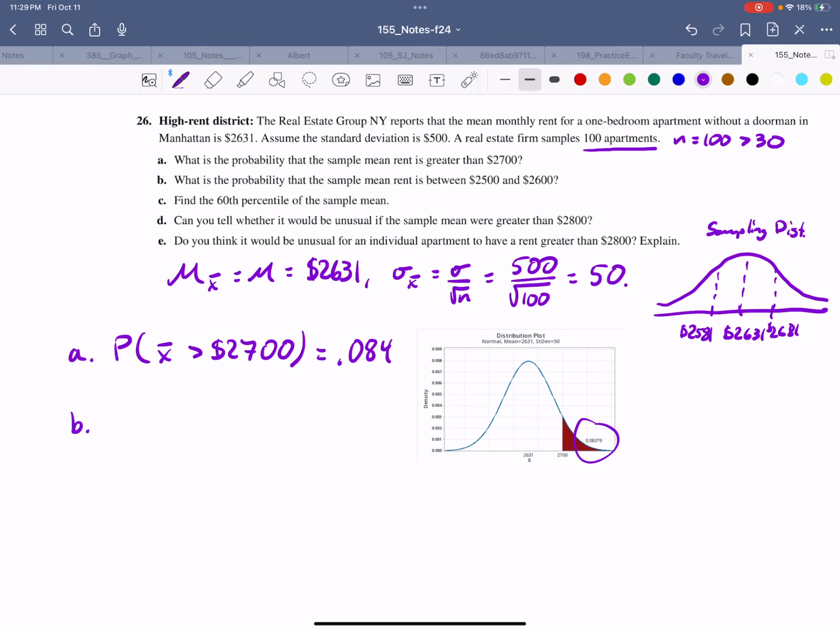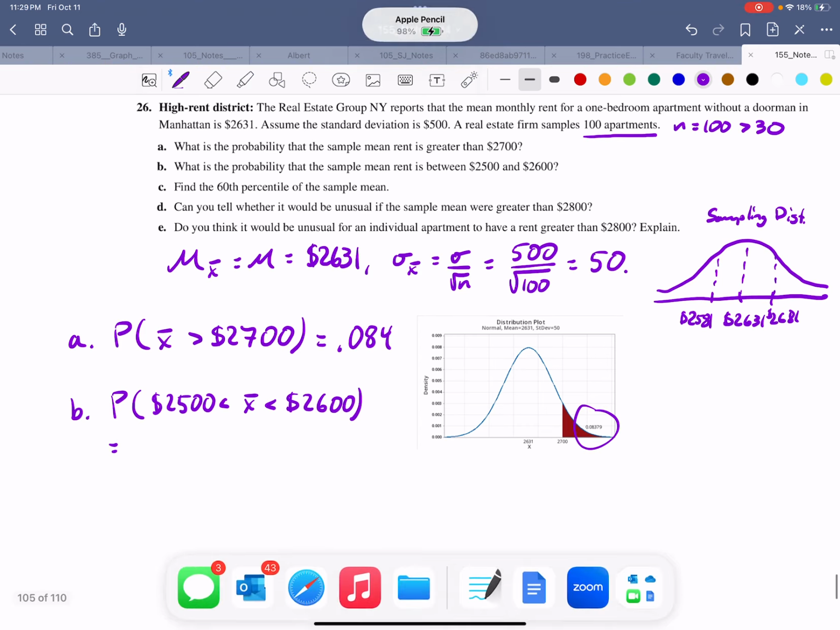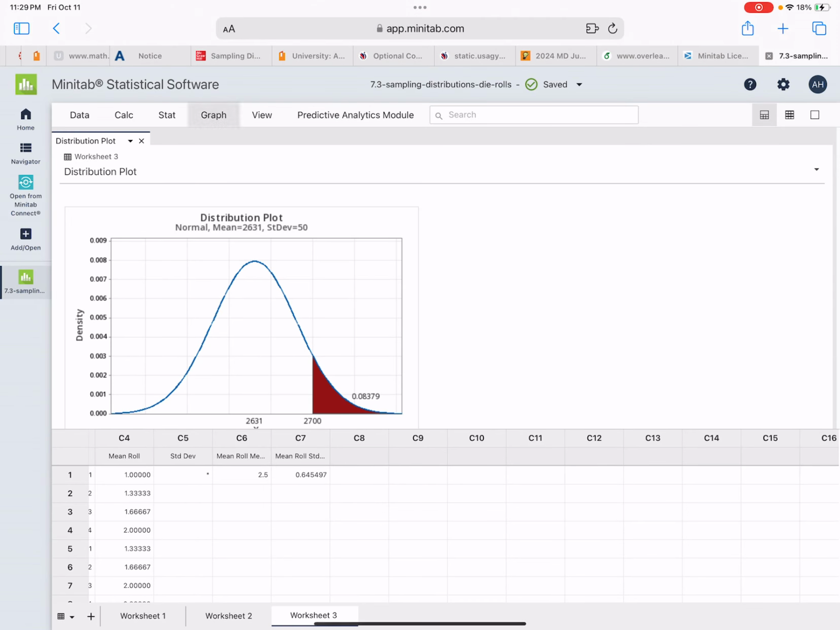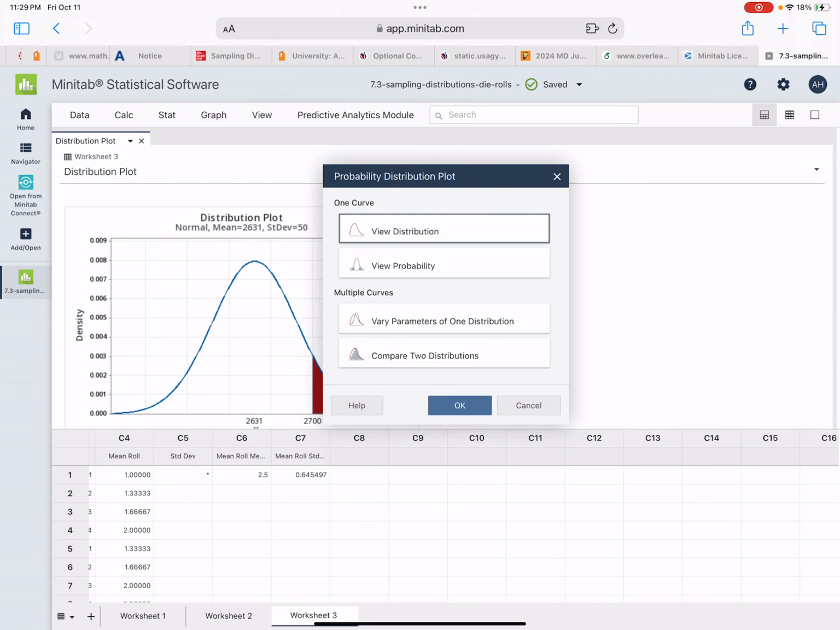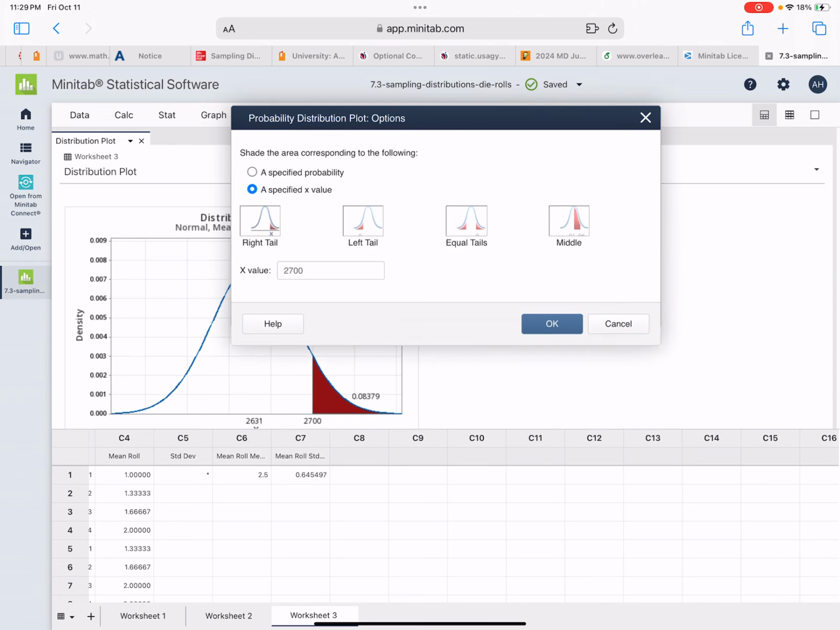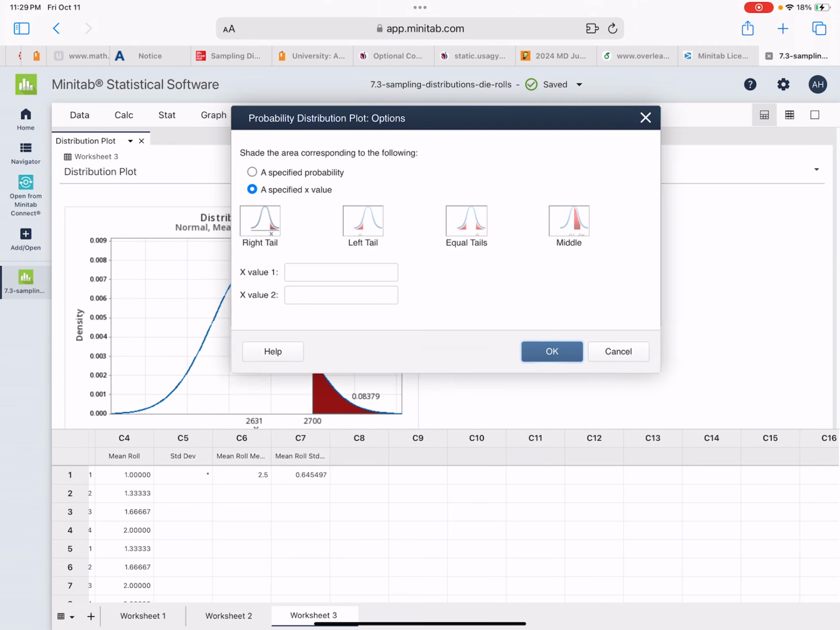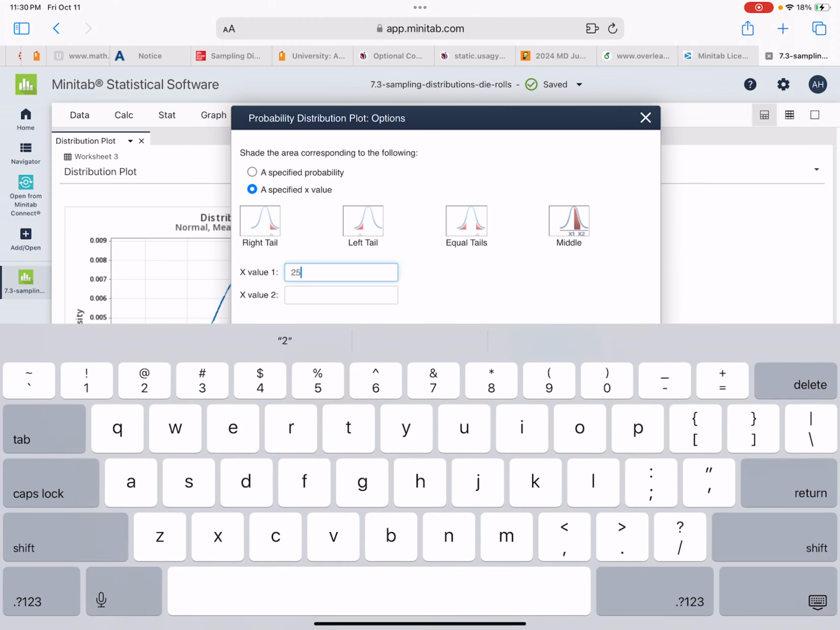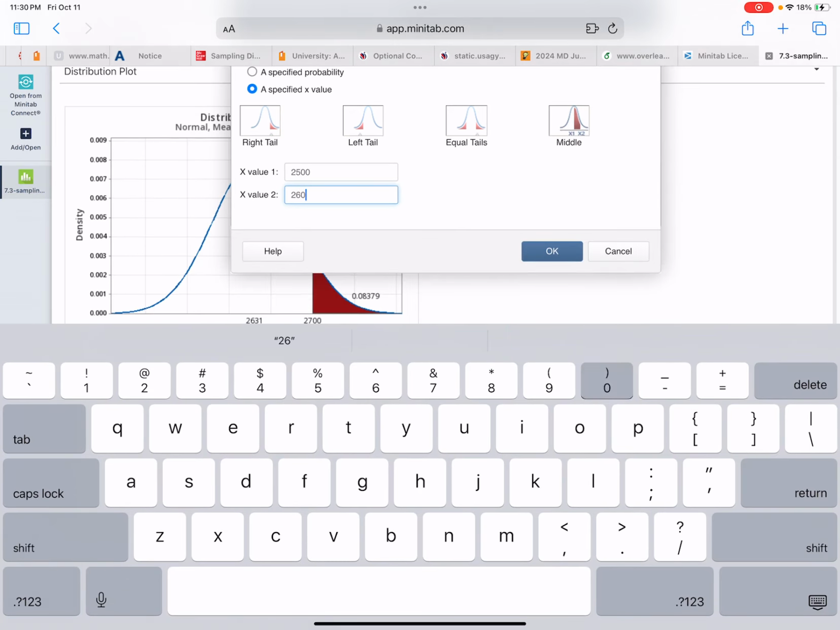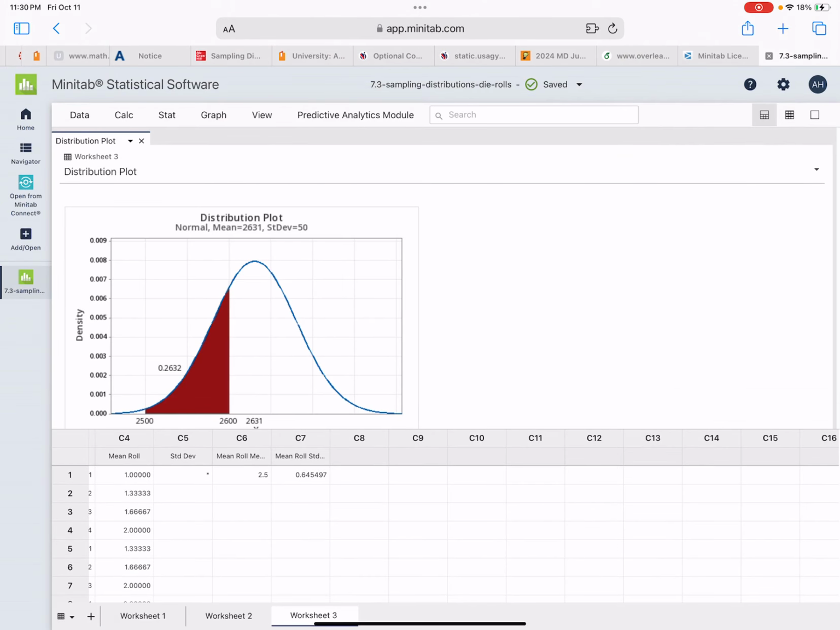Probability that it's between 2,500 and 2,600. Now, it doesn't matter whether we're equal to or not equal to. These are real numbers, so the probability of equaling a single point is 0, so it doesn't matter whether it's less than or equal to. Graph, probability distribution plot, same thing as before, but we're doing the middle. So we're doing 2,500, and then 2,600. I think that should give it to us. All right, so we get 0.2632.